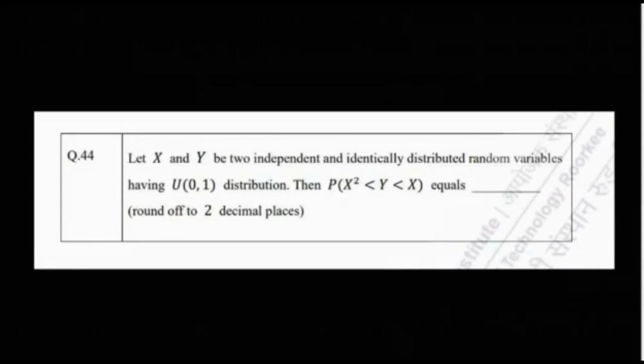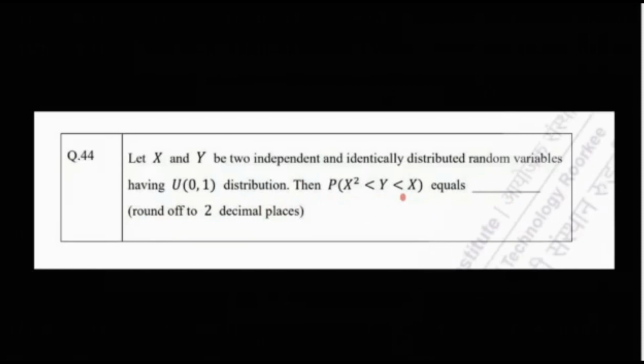Today we are going to solve this problem from IIT JAM-MS 2022, problem number 44. The problem says: let X and Y be two independent and identically distributed random variables having uniform 0-1 distribution. Then the probability that X squared is less than Y, which is less than X, equals, round off to two decimal places. So basically we need to find the probability that Y lies between X squared and X.